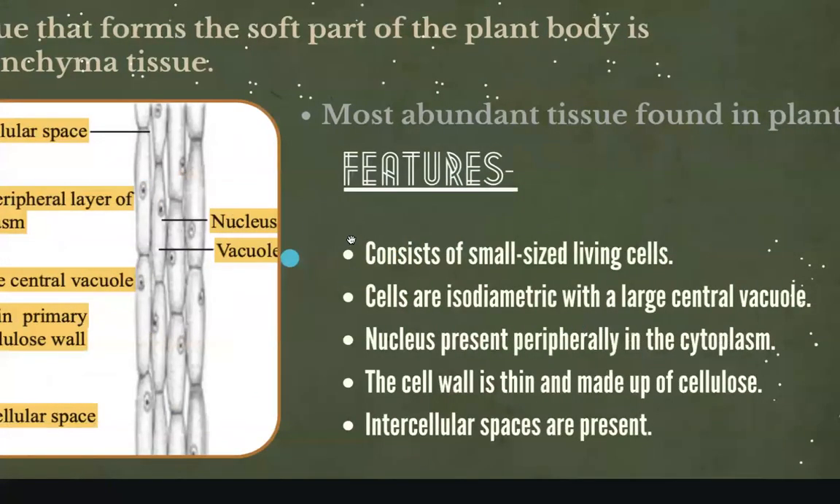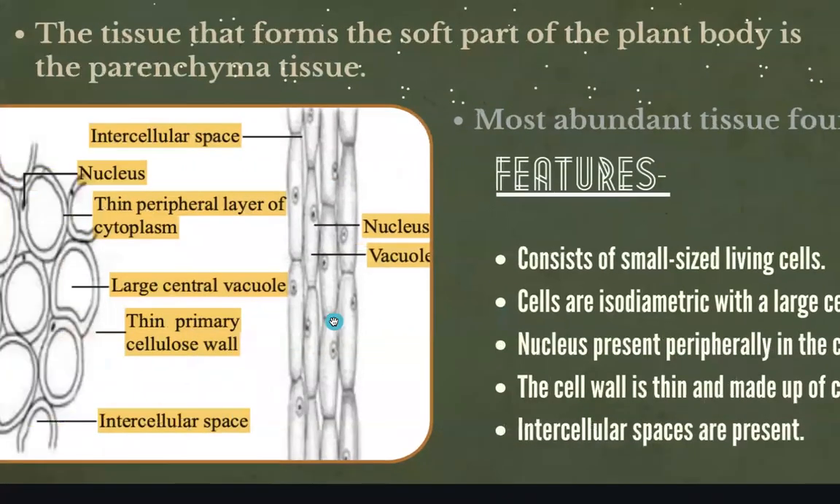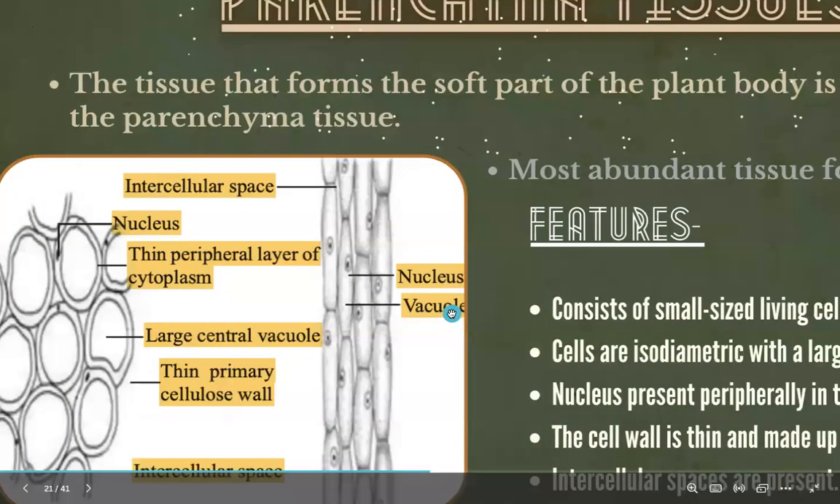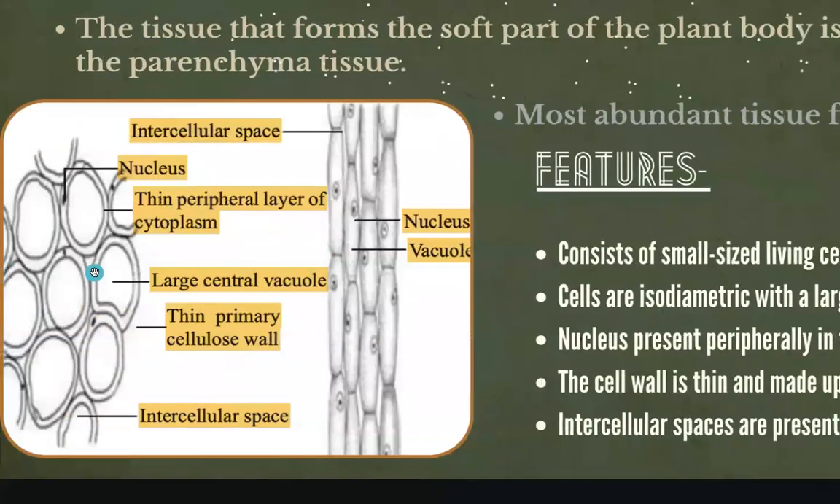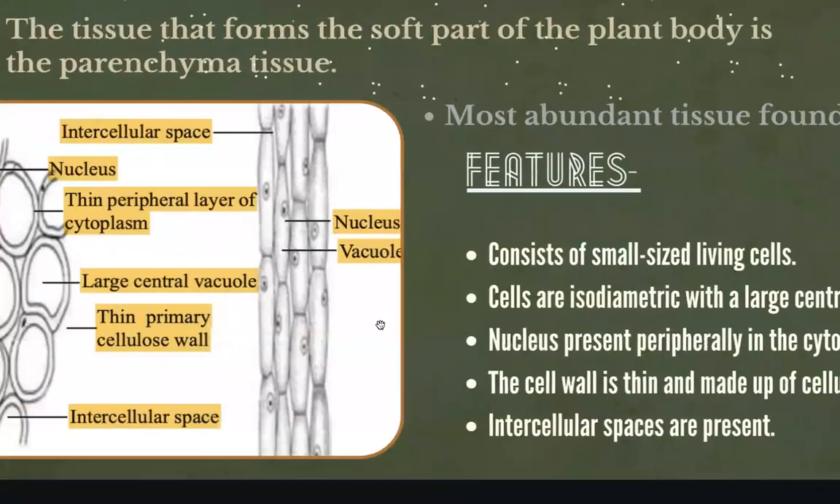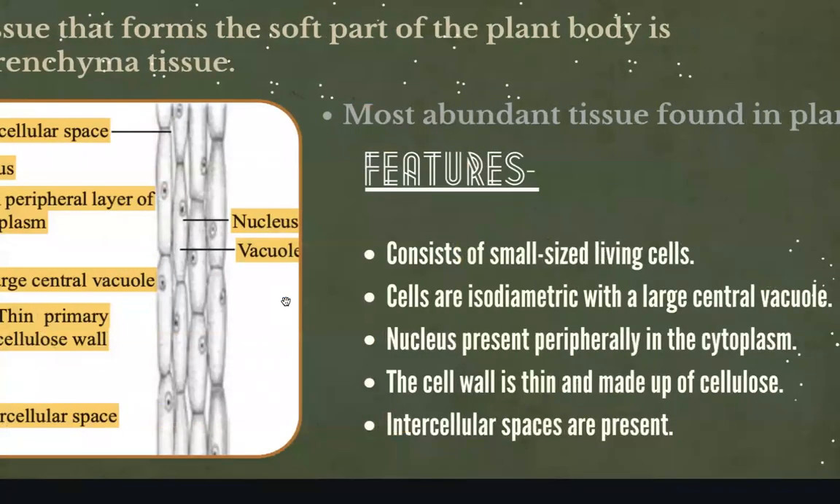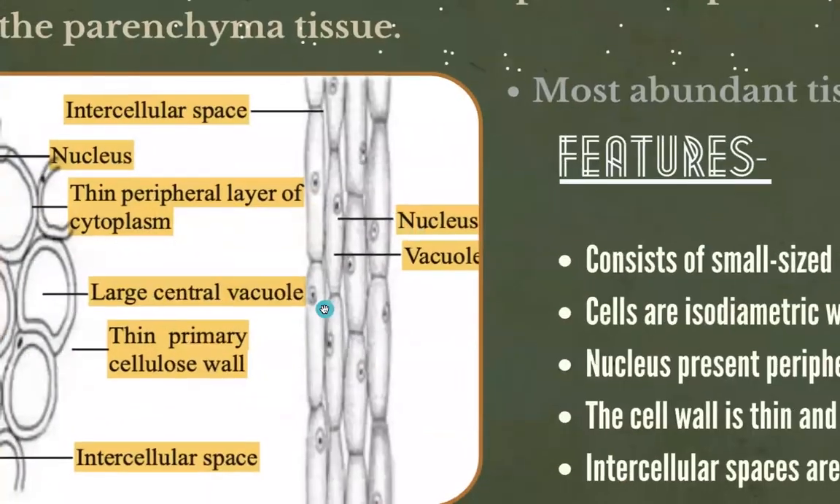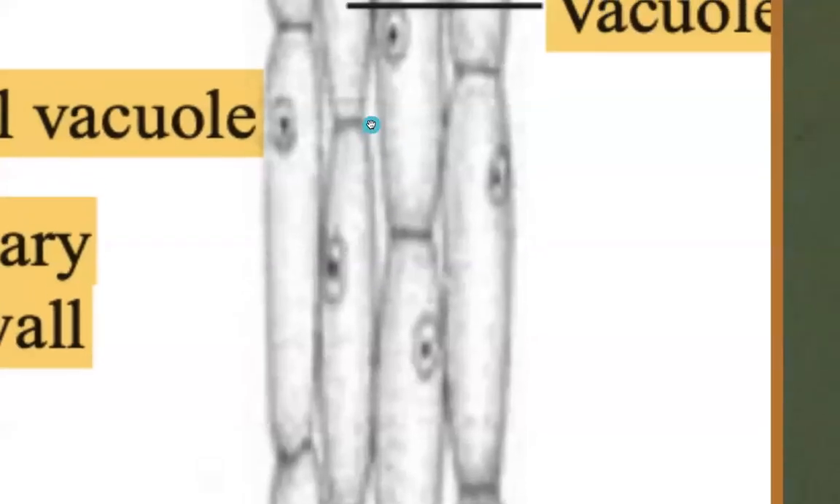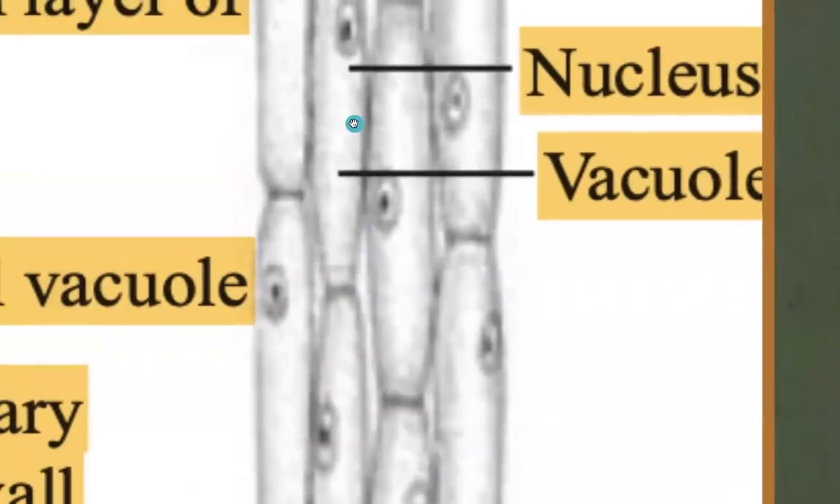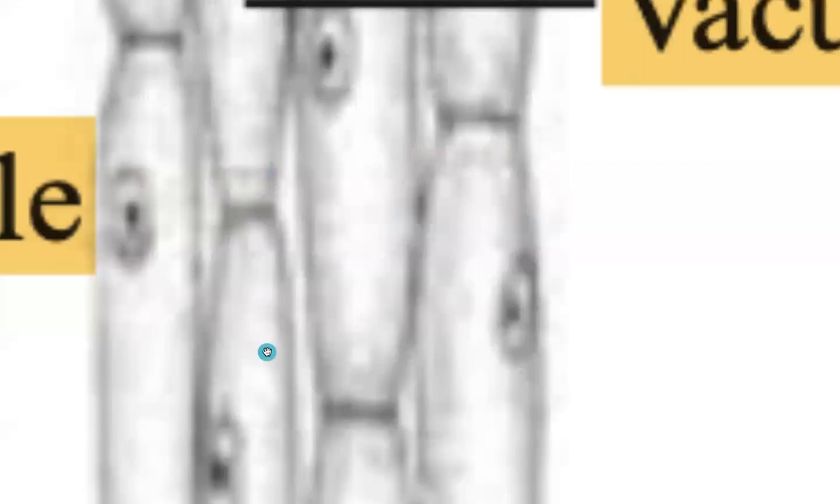Features of parenchyma: it consists of small-sized living cells. Cells are isodiametric, that means spherical, with a large central vacuole. There's a large central vacuole over here, you can see it here. And the nucleus is present peripherally in the cytoplasm. So here's the thin peripheral layer of the cytoplasm, and there's the nucleus. The cell wall is thin and made up of cellulose, and intercellular spaces are prominent. We can observe intercellular spaces between each cell. It can be clearly seen in this picture.